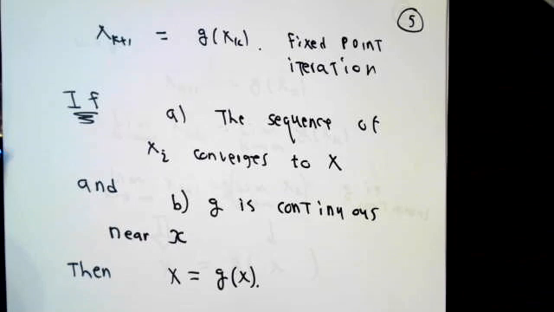The relevance of this is that if we furthermore assume that g is continuous, at least on the collection of x values that we're interested in, and if the sequence of numbers x1, x2, and so on converges to x, the thing that it converges to must obey x equal g of x.